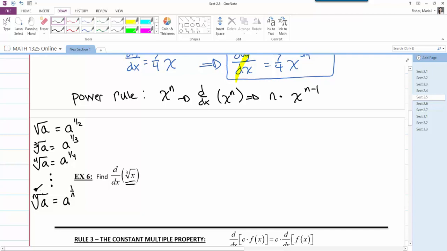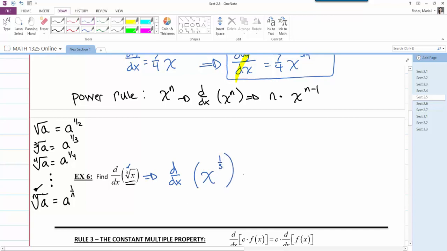So the first thing I'm going to do to find the derivative of the cubed root of x in number 6 is to rewrite the cubed root of x as something with an exponent. So the cubed root of x, this number goes in my denominator. This is the same as the derivative with respect to x of x to the 1/3 power. Cubed root is 1/3 power.